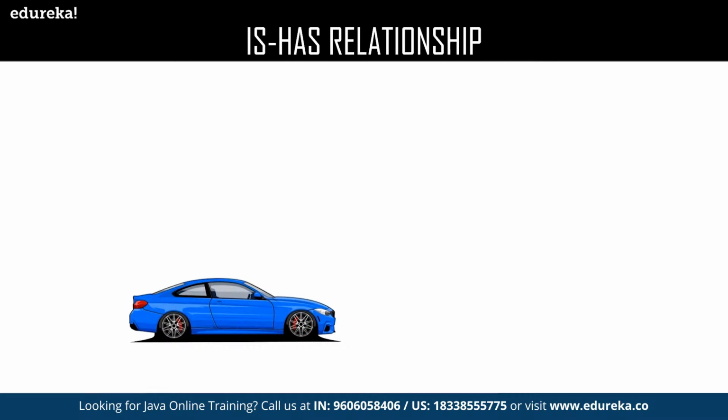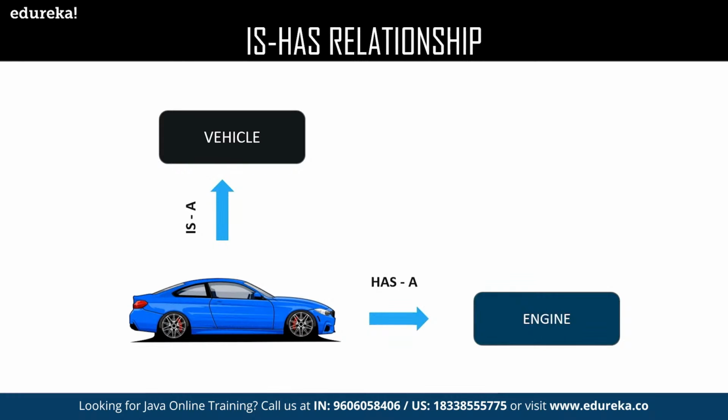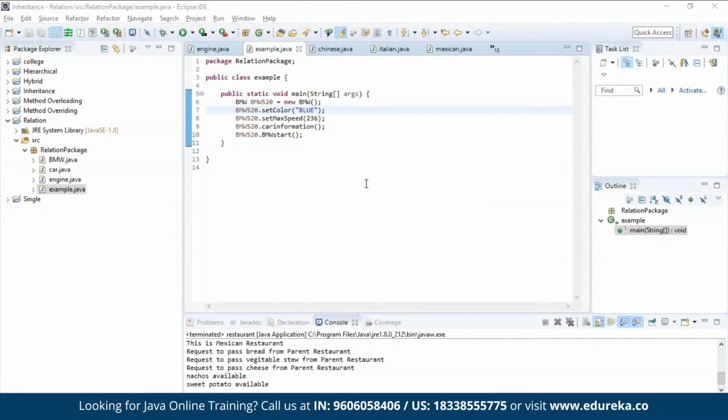As you can see, the BMW car is a vehicle, inheriting the properties of a vehicle. So it happens to be in an IS-A relationship with vehicle. And coming to HAS-A relation, it has an engine. So the BMW car is referencing an object of the engine class and is said to have a HAS-A relationship with the engine class. Let us execute a program and see this practically.